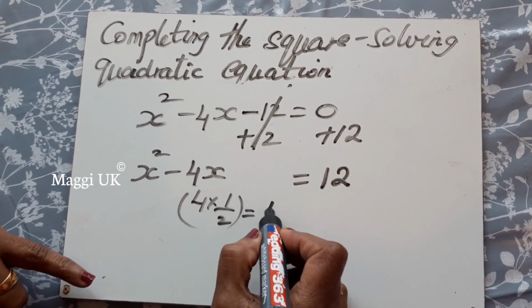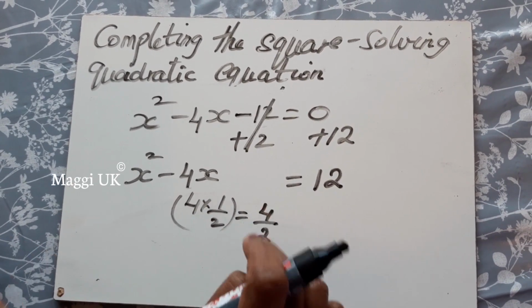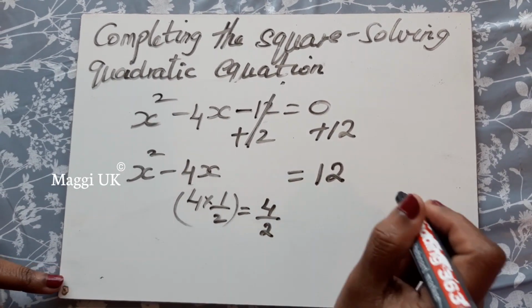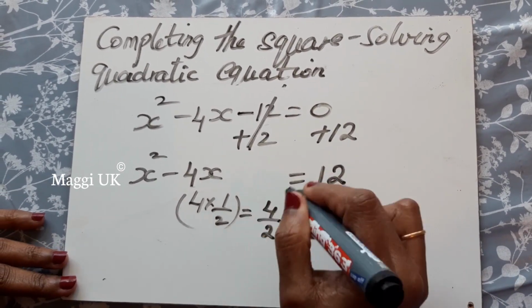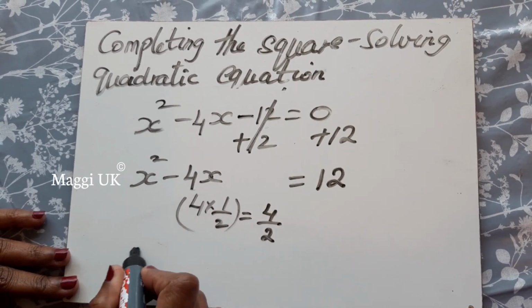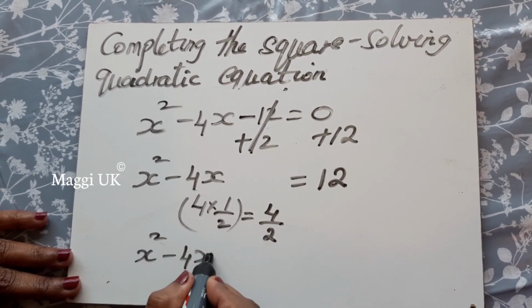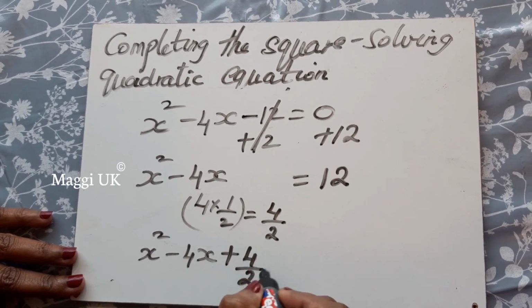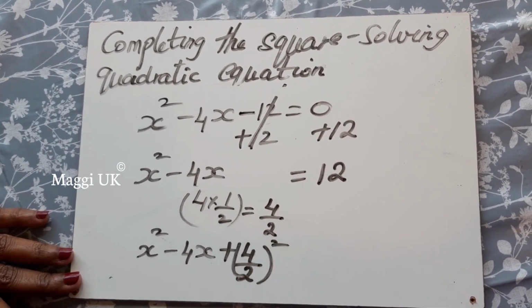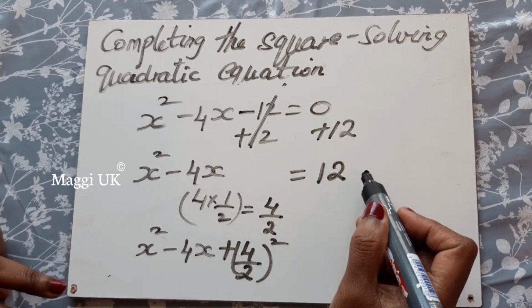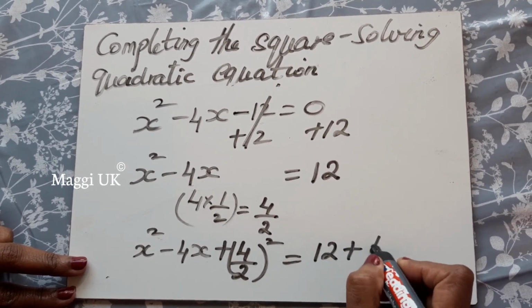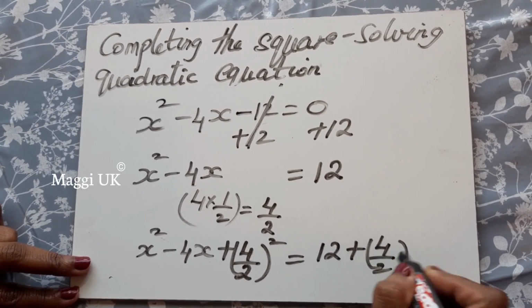So which is equal to 4 by 2. So I'm not going to simplify anything here. What I'm going to do is take the square of this one, which is x squared minus 4x plus 4 by 2 the squared here. And then the same way to the other side as well, which is 12 plus 4 by 2 the squared.